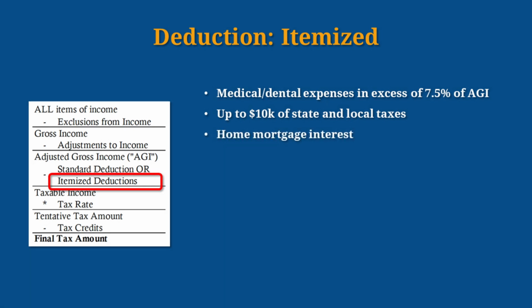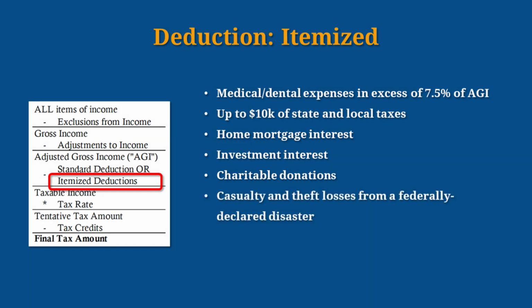If you own a home and have a mortgage, you can typically deduct the interest paid on that mortgage. You can also deduct any interest you pay on your investments. Like if you borrow money against your brokerage account and pay interest on that borrowing, that is eligible to be deducted. Charitable donations are also deductible, as are any unreimbursed casualty or theft losses you experience related to a federally declared disaster. Like if your home was destroyed in a hurricane that was declared a federal disaster and your insurance didn't cover the entirety of your loss, you can deduct the amount of loss not covered by insurance.